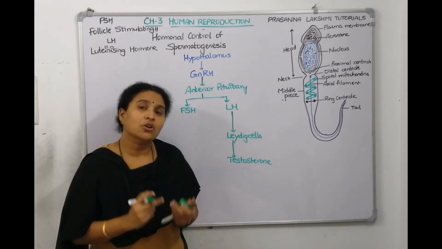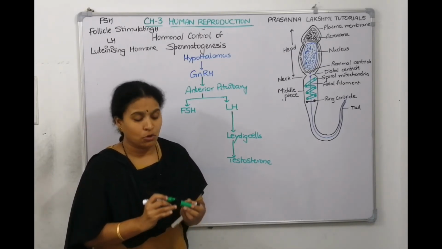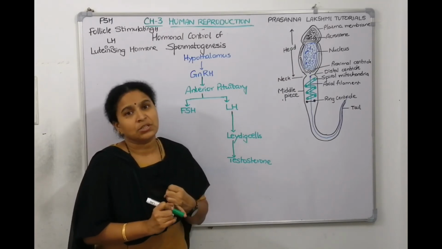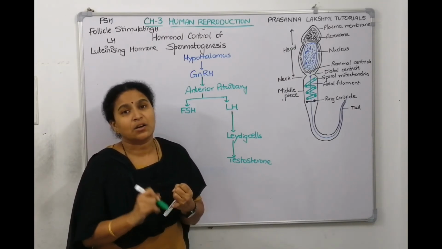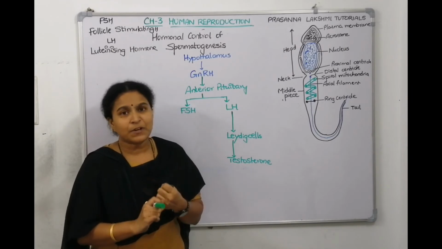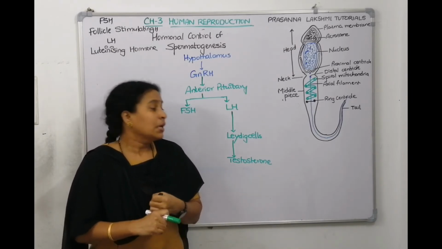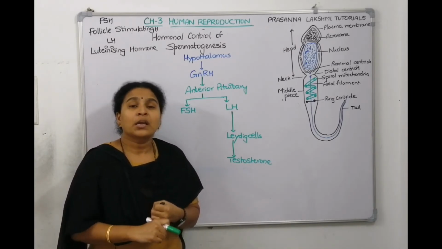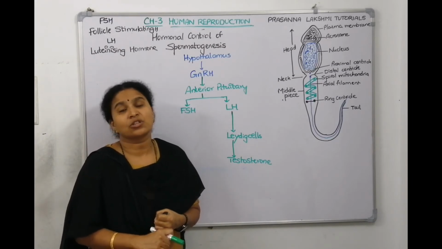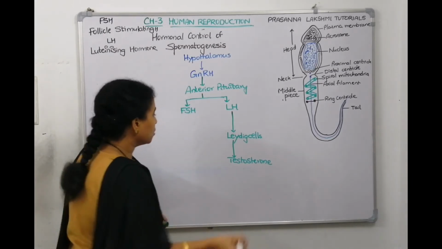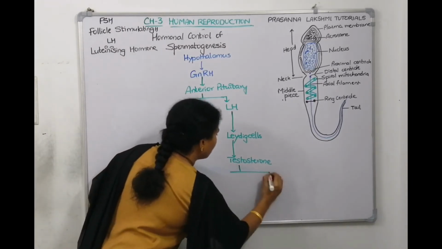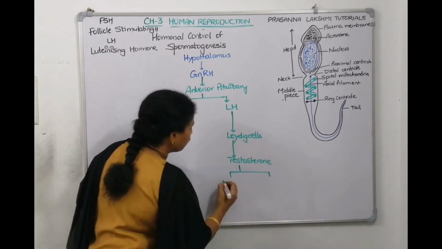Now, this testosterone, what will it do? It has two roles. The first function is to maintain the male reproductive system, to provide the accessory organs and accessory ducts and all. The second function of testosterone is to help in spermatogenesis, to help in sperm production. So, the testosterone will do two functions.